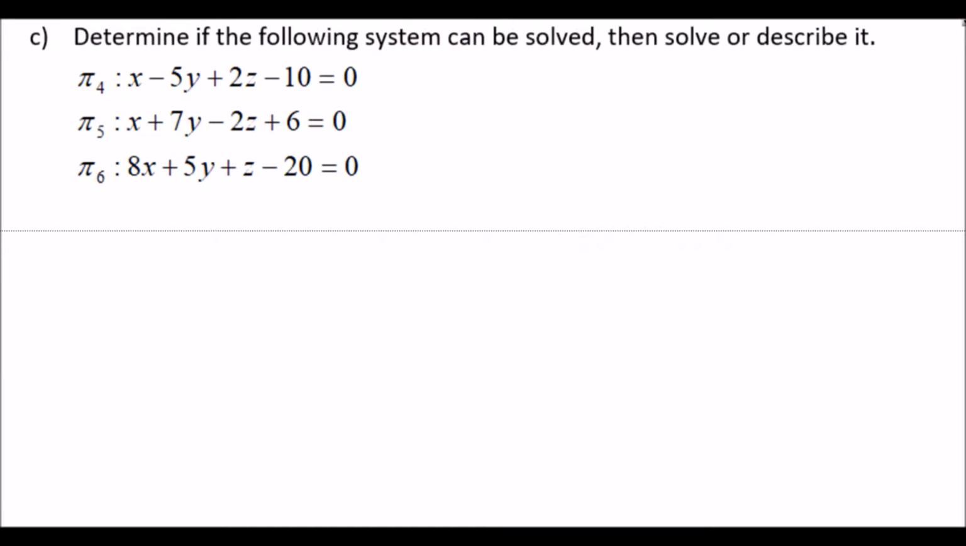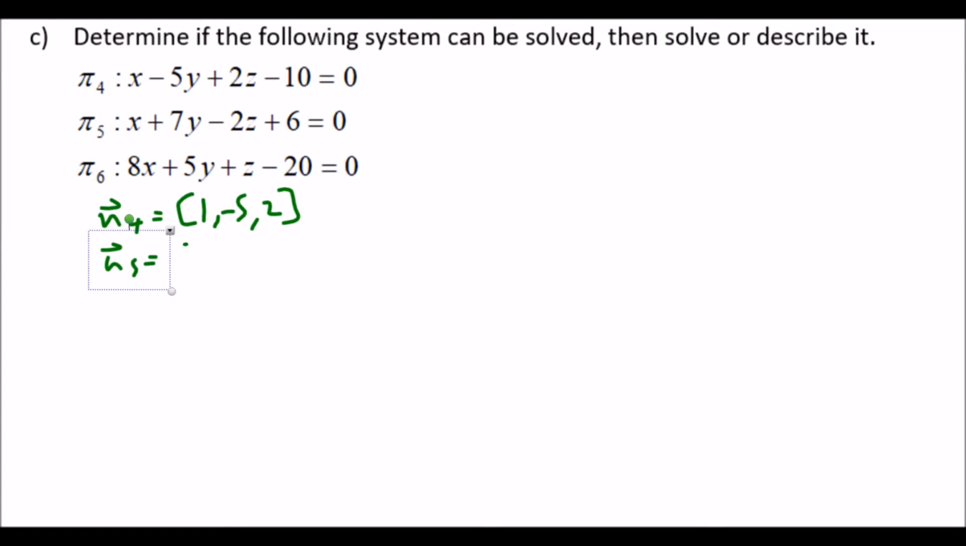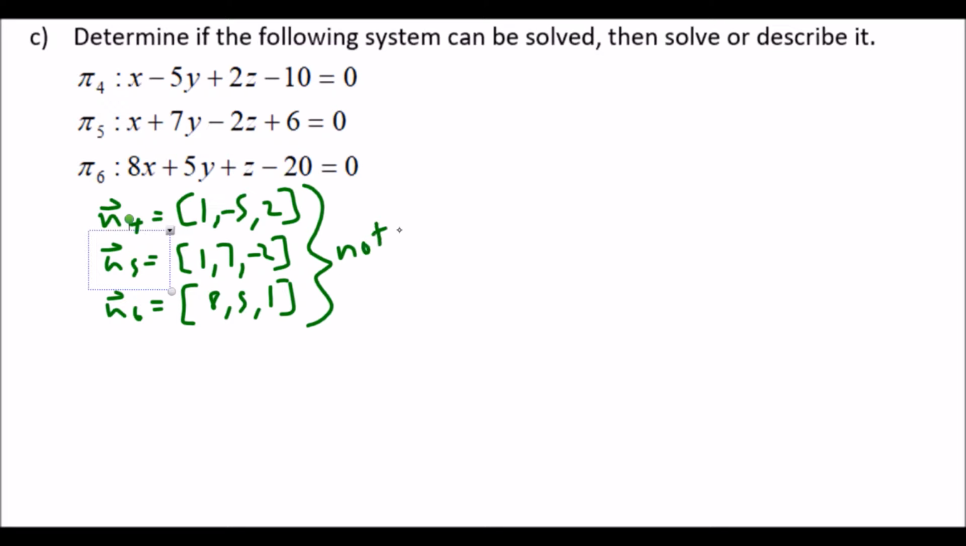All right, let's look at the next one. Determine if the following systems can be solved, and then solve or describe them. So here we go. I am going to look at the normals first. Normal 4 is equal to 1, negative 5, and 2. Normal 5 is equal to 1, 7, negative 2. And normal 6 is equal to 8, 5, 1. And here I can see these are clearly not scalar multiples. What does that mean? Not parallel.